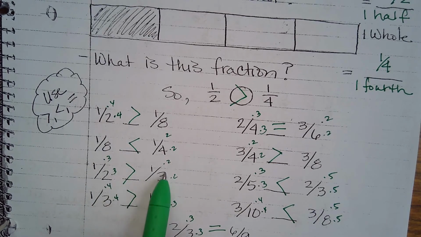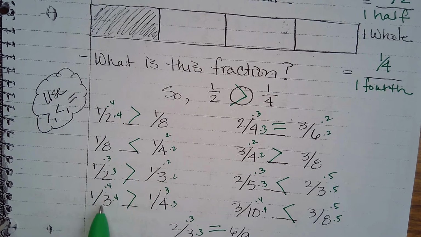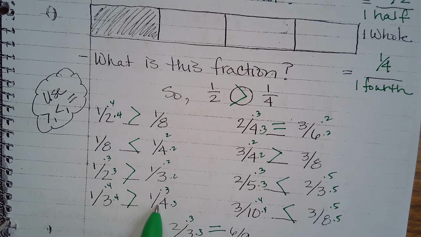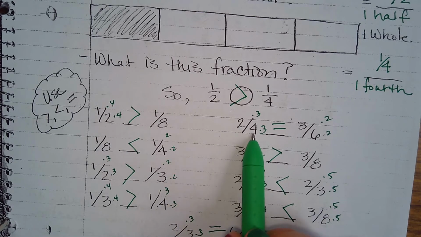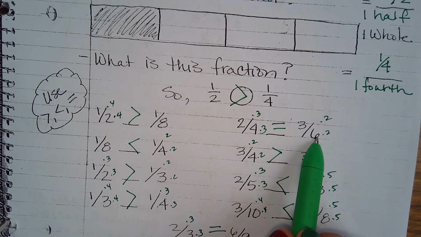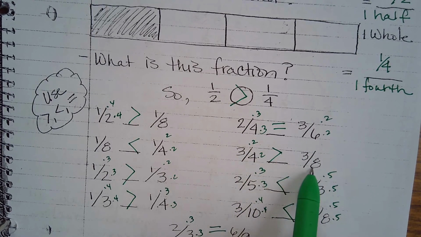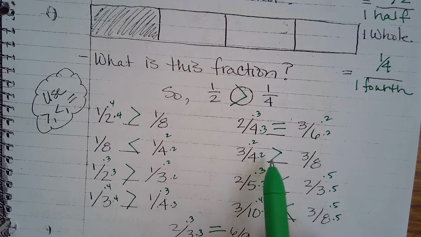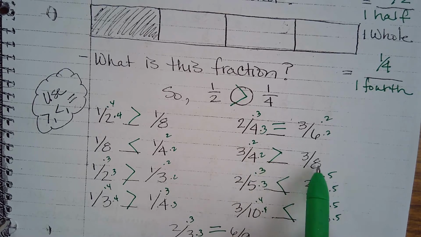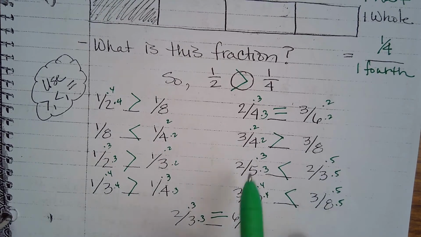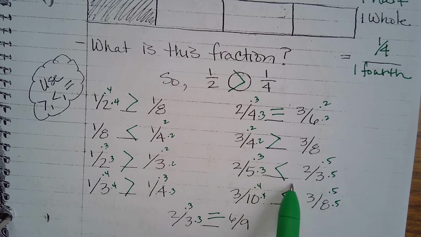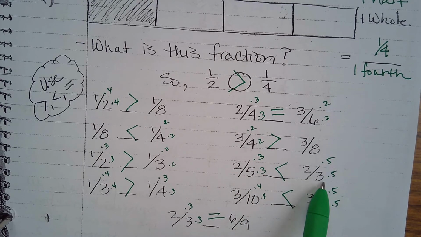1/2 is greater than 1/3. 1/3 is greater than 1/4. 2/4 is equal to 3/6. 3/4 is greater than 3/8, because this is going to be 6/8, and 6/8 is greater than 3/8. 2/5 is less than 2/3.